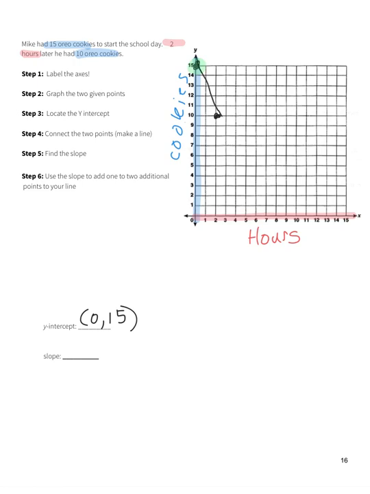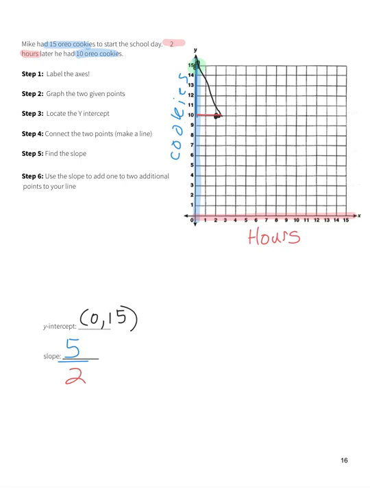Next, I'm going to connect the 2 points. Following that, I'm going to find my slope. My slope is rise over run. So rise, I see I'm going down 5, and I'm going over 2. So my slope would be negative 5 over 2.